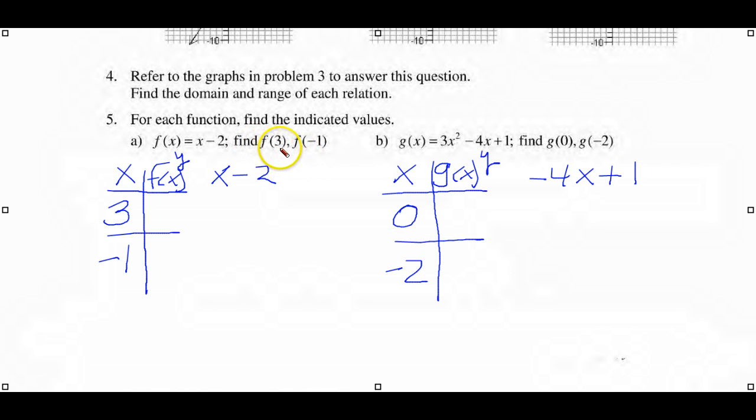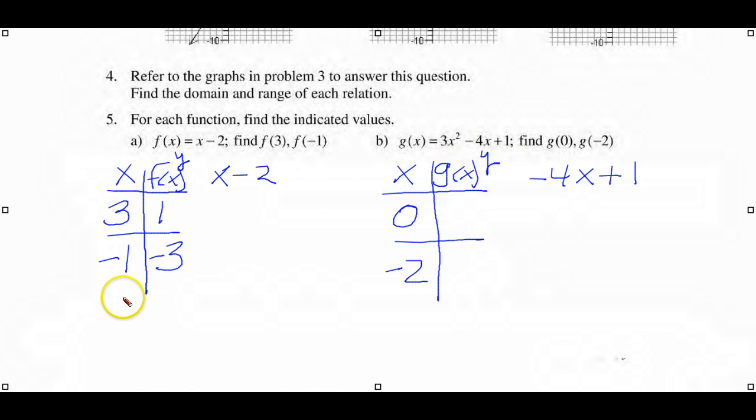Okay, for this one, we're going to substitute the 3 now for the x. 3 minus 2, this 3 for the x, 3 minus 2 is 1. And now our x is a negative 1. A negative 1 and a negative 2 is a negative 3. And again, the answers are on the other side of the page.